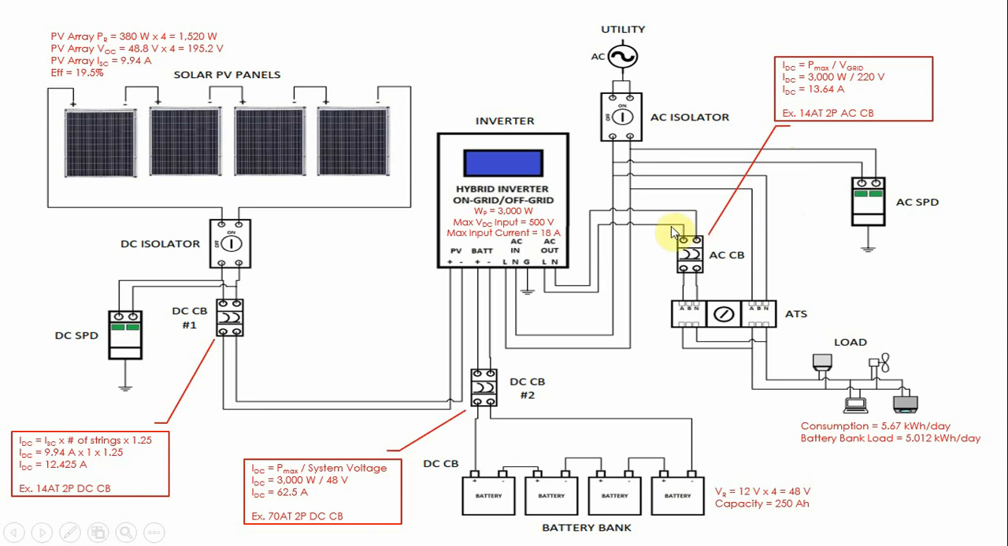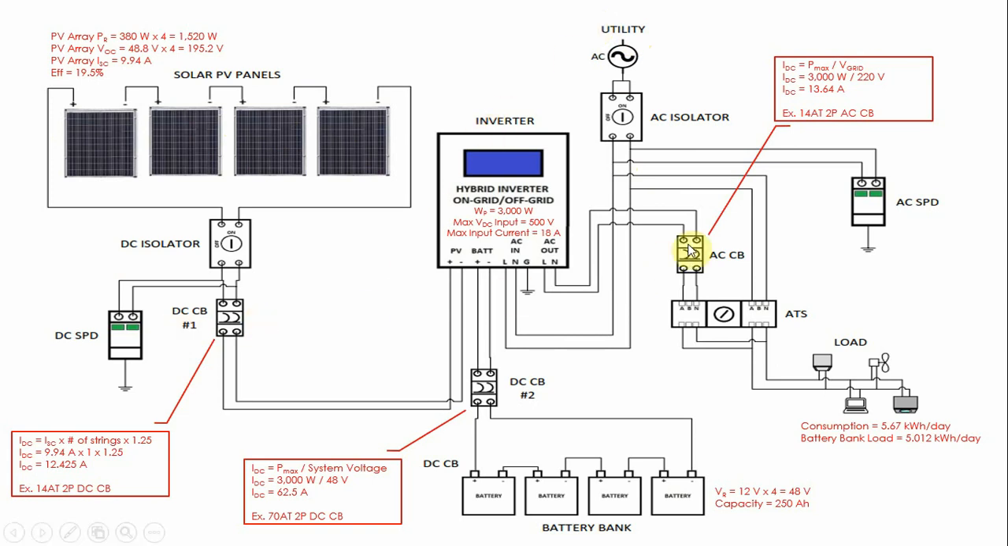So the other accessories are the DC and AC isolator. These two function as a switch that you can manually operate to turn on and off or isolate certain parts of the system. So in this case, the DC isolator can isolate the solar panels from the rest of the system, and the AC isolator can isolate the solar power system from the grid, which is the power grid, which is your utility.